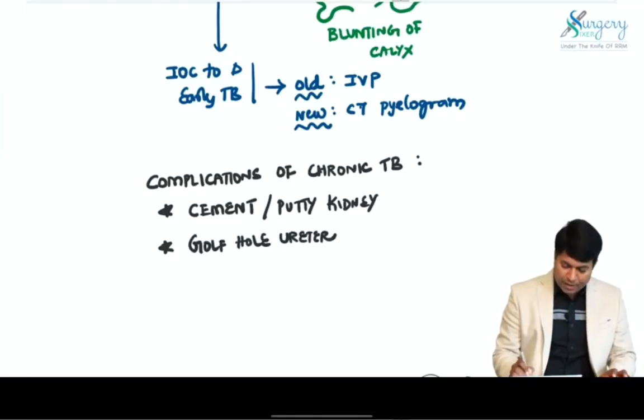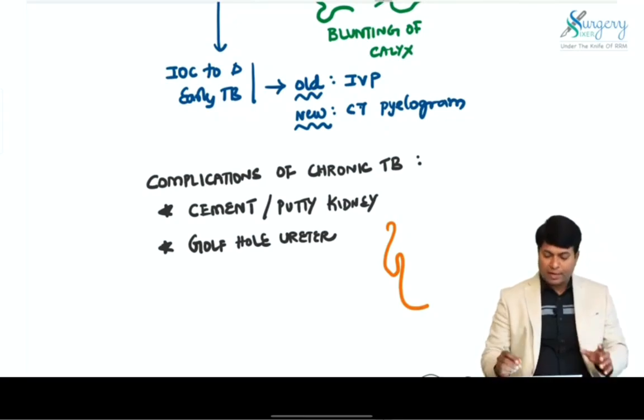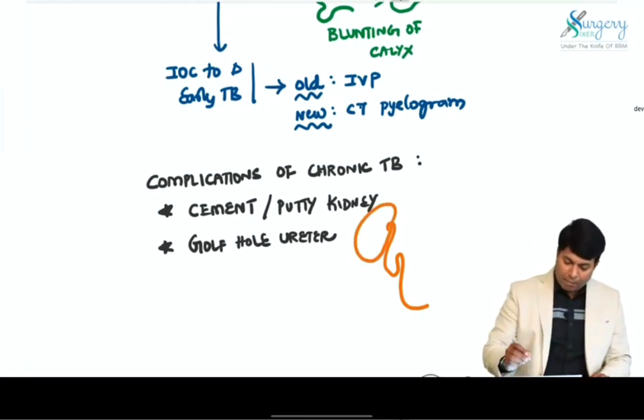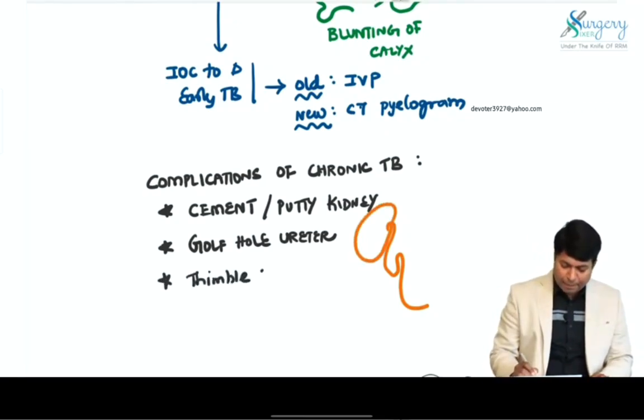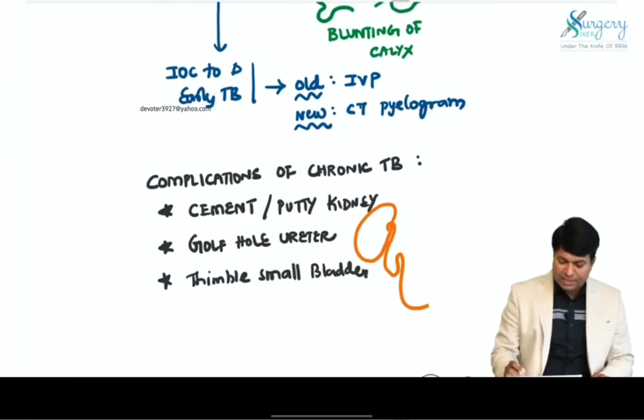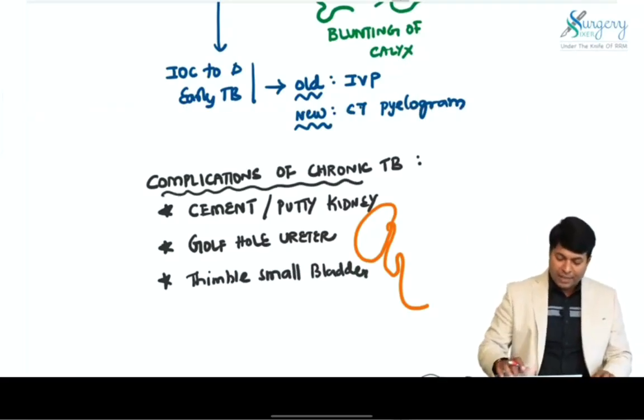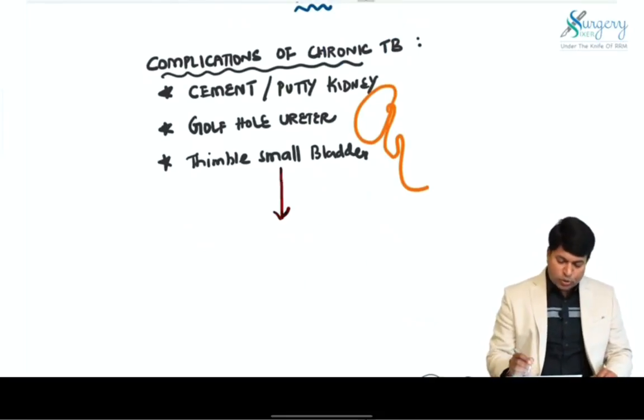Golf hole ureter. So the ureter from the kidney becomes like a golf hole. It becomes bent. And the bladder becomes a thimble bladder, a small bladder. So chronic TB manifestations are cement or putty kidney, golf hole ureter, thimble or small bladder. These are the features of chronic TB. So what should I do for these cases of chronic TB?